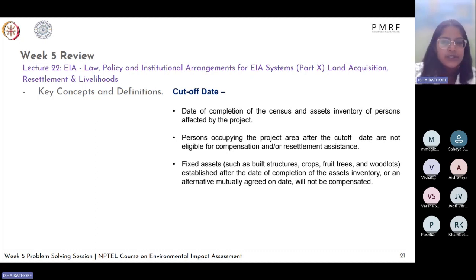Similarly, anything which is unaccounted during the compensation day. So the date of completion of the census or asset inventory, the last date by which all of this data is being collected, is known as the cutoff date.